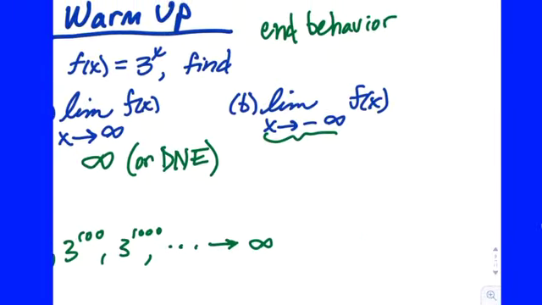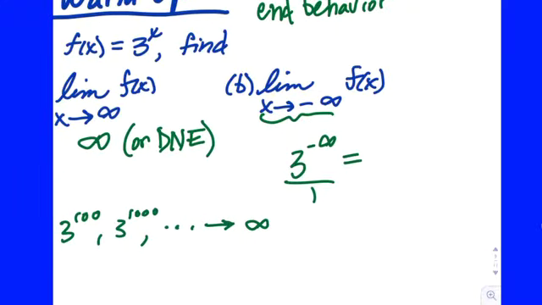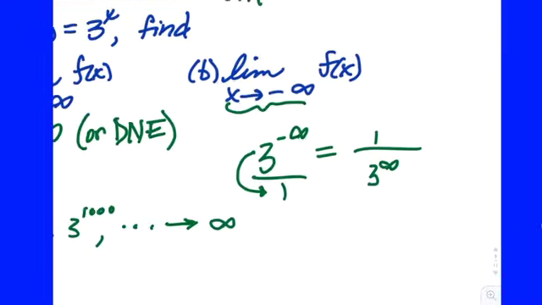As you go out to the left, let's do the same thing. Plug in 3 to the negative infinity and look to see what that's doing. Well, we have a negative exponent. We don't really think that well in terms of negative exponents. So what could I do to get rid of it? Bring it to the bottom. So that becomes 1 over 3 to the positive infinity.